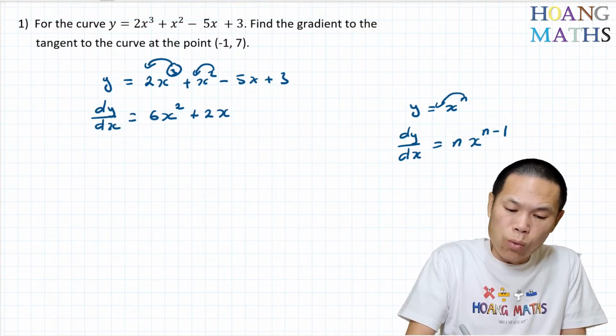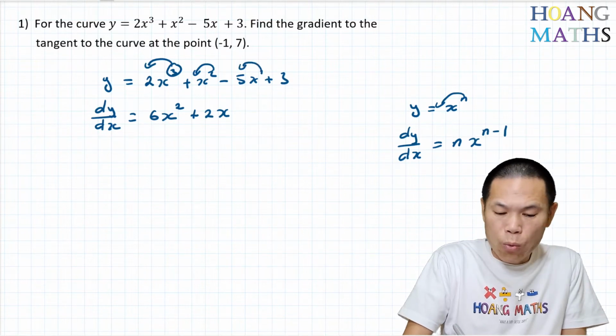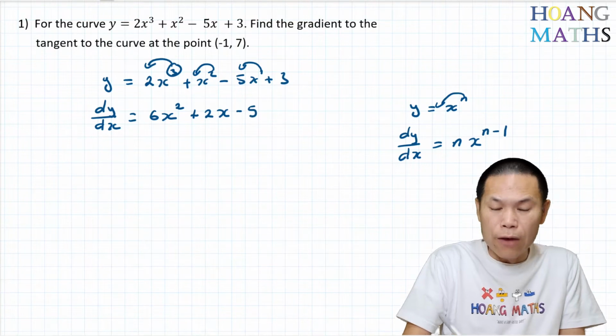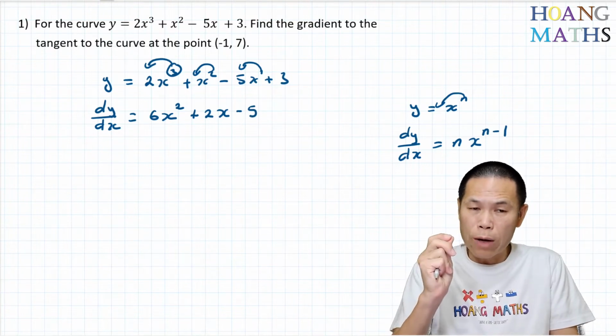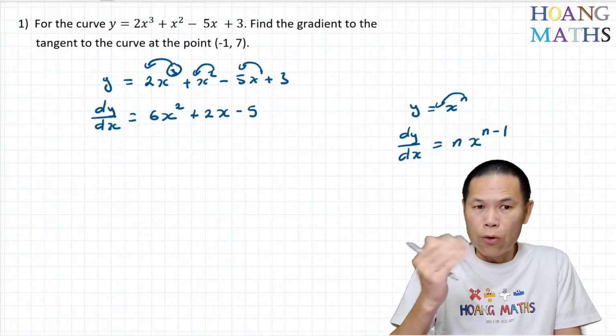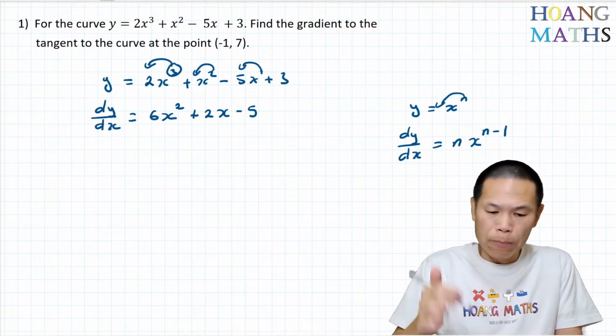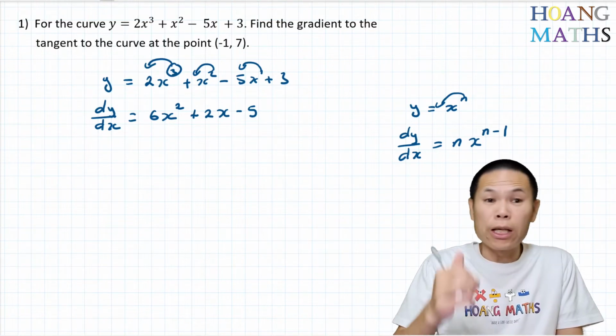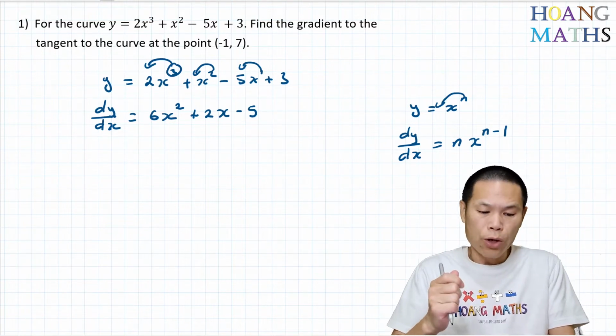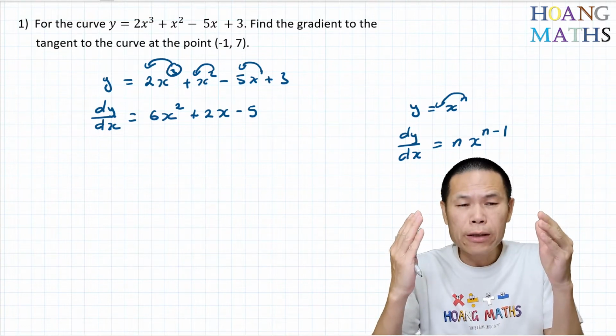Then this is 1, bring it down, so 1 times -5 is -5, and x to the power 0, because 1 minus 1 is 0. Anything to the power 0 is 1. And then the 3, a constant, differentiates to 0. So this is the gradient function.